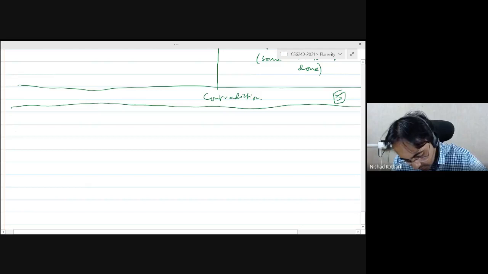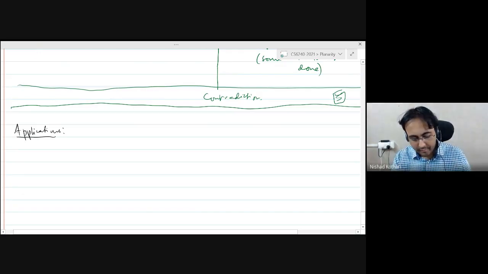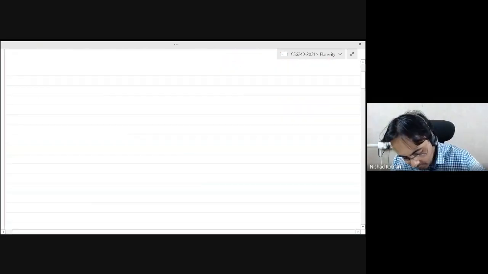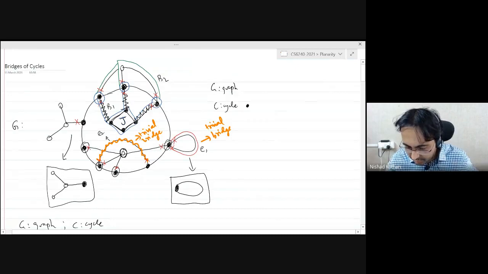So the applications of this bridges theory. So the first one, uh-oh, what just happened?